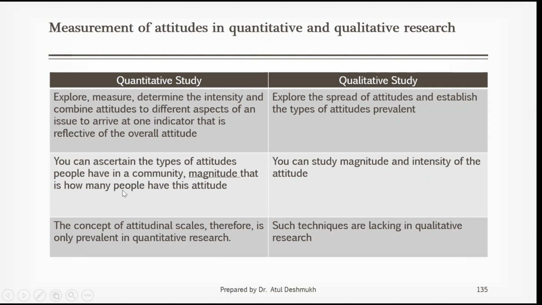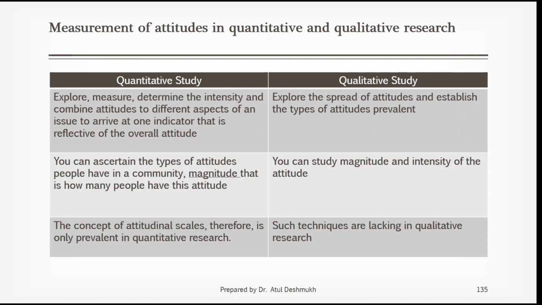Now coming to the next difference. In a quantitative study, you can ascertain the types of attitudes people have in a community, and the magnitude, that is, how many people have this attitude. Just now I gave you the example about the use of masks. The magnitude is the proportion of the population that is in favor of using masks, or actually using masks, which is prevalent in this particular community. If the negative attitude of not using masks is prevalent, I am getting the magnitude in terms of the proportion of the population which has the attitude of using masks, and the proportion which does not have that attitude. So these two things I am getting. I am getting the magnitude of that particular research problem.